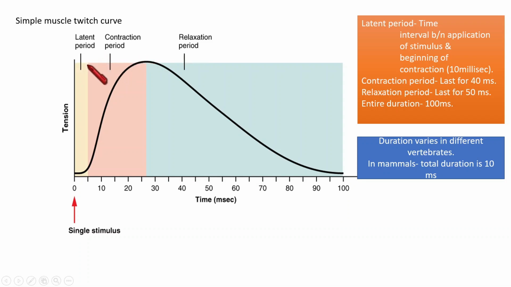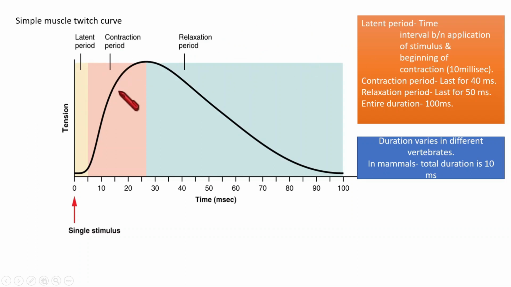The latent period is the initial stage just before the beginning of a contraction. During that period, we have learned that calcium stored in the sarcoplasmic reticulum is released and made available to the troponin. So that process happens during this latent period, and its duration is most probably 10 milliseconds.